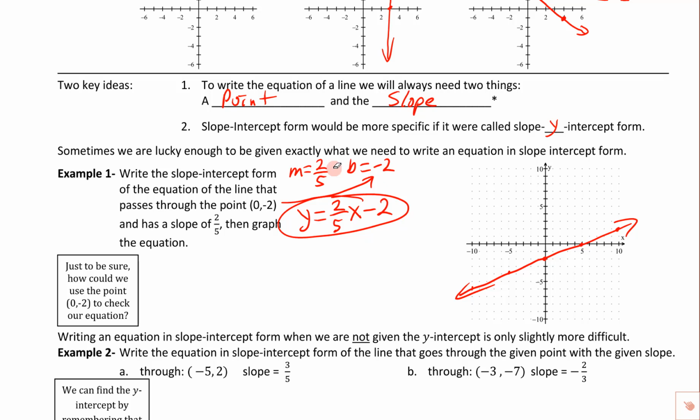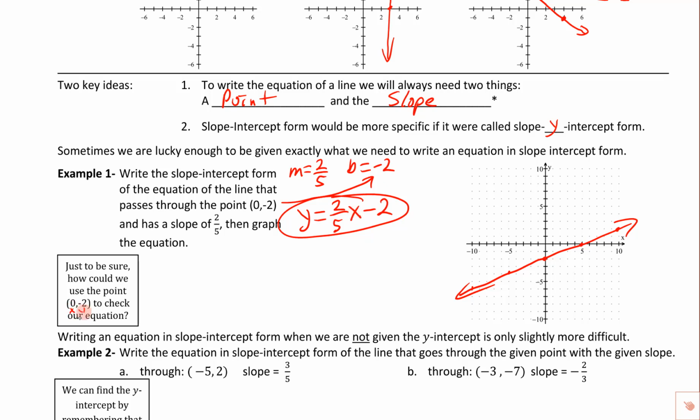Now, in the box off to the side here, it says, just to be sure, how could we use the point (0, -2) to check our equation? So this all looks good. Remember, this graph is a picture of all the points that work in the equation. That is the equation. But remember, if a point is on the graph, it works in the equation, and if it works in the equation, then it's on the graph. So let's just make sure that it actually works when we plug it in.